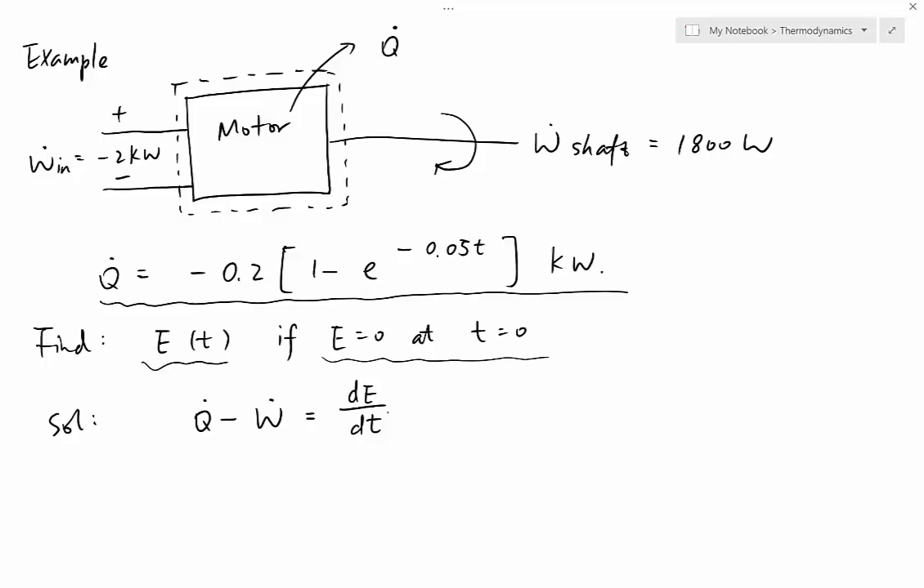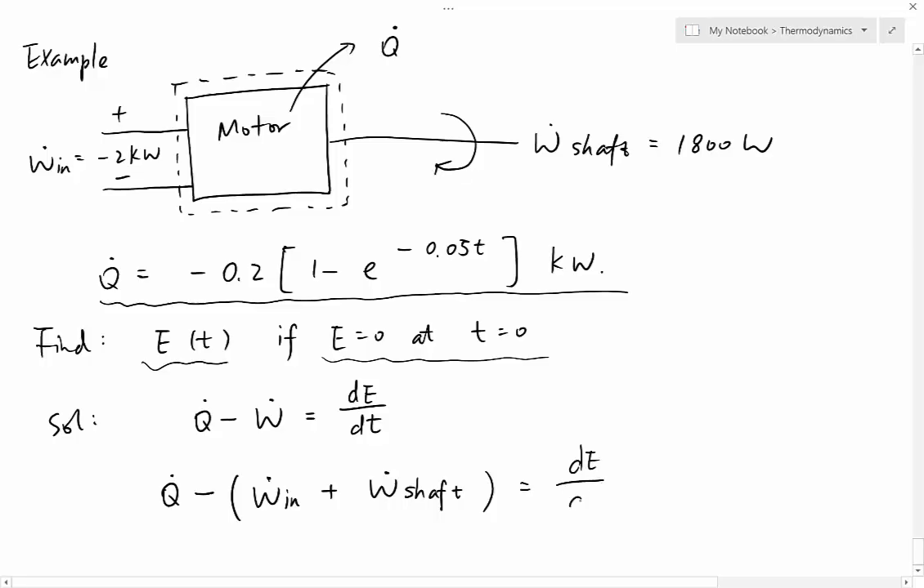Okay, all right, so let's start. Let's see what we can do. Q dot, okay, I do have Q dot. It's given as a function. I can leave it. Minus W dot. Okay, just like before, how many W dots do we have for my system? I have 2 of them, so I have to sum them up. First one is W dot in. Second one is W dot shaft. And right-hand side dE over dt.